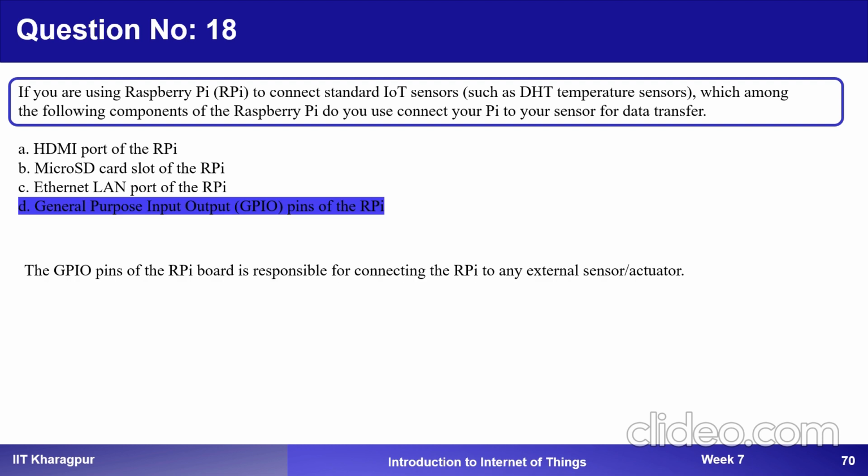Correct option is D. In the starting of this session only, I have told you how the connections can be established. So basically, you have to connect the pins of your sensors to the GPIO pins of your Raspberry Pi. For example, in the example which I have shown, the pin is 11, right? So it can be anything. So GPIO pin is correct.